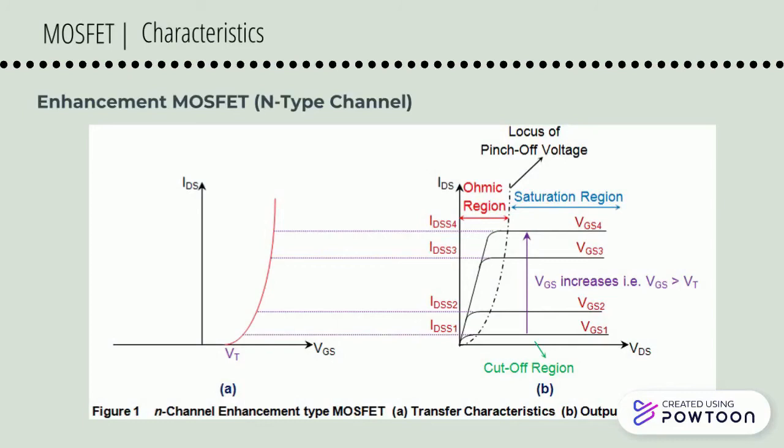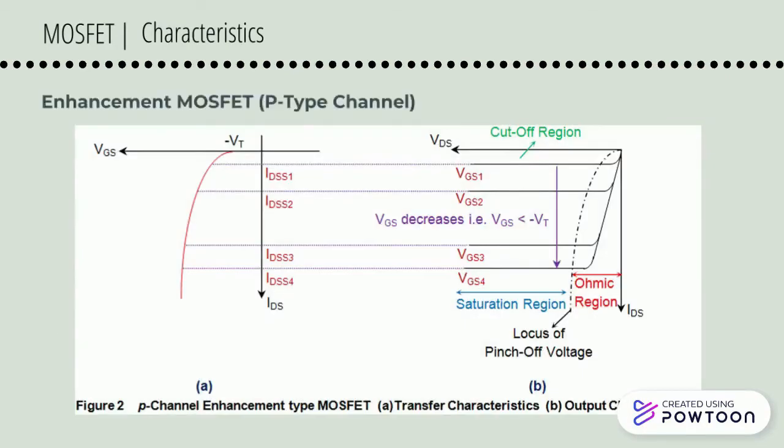Next, when VGS crosses VT, the current through the device increases with an increase in VDS initially, and then saturates at a value as determined by the VGS. As the VGS increases, the saturation current flowing through the device also increases. As we can see in figure 1b, IDSS2 is greater than IDSS1, as VGS2 is greater than VGS1. IDSS3 is greater than IDSS2, as VGS3 is greater than VGS2. Further, this figure also shows that the locus of the pinch-off voltage VP is seen to increase with the increase in VGS.